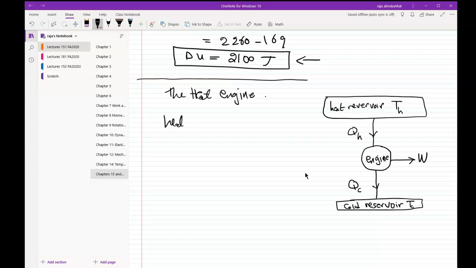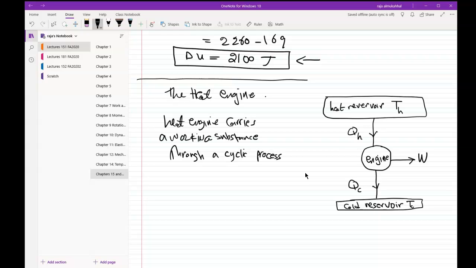So here we have a heat engine that carries a working substance. For the case of a power plant, that would be the water, for example. For the case of the car, that would be the fuel, the gasoline, through a cyclic process. Cyclic means a process that repeats itself over and over again. And then you have three things here.